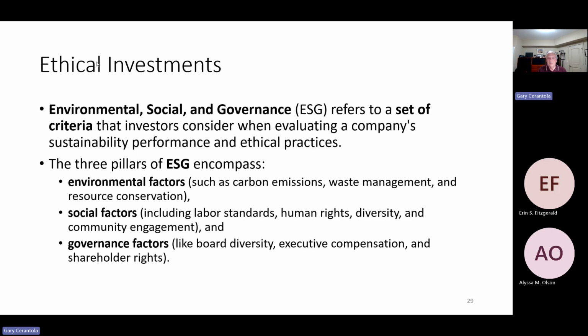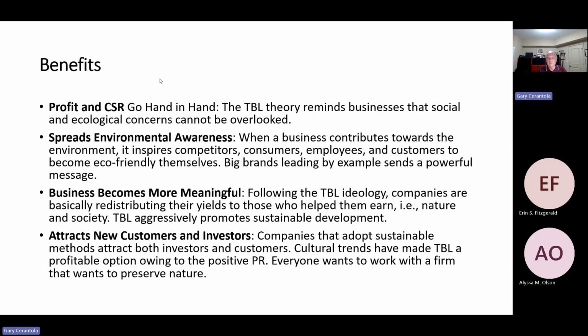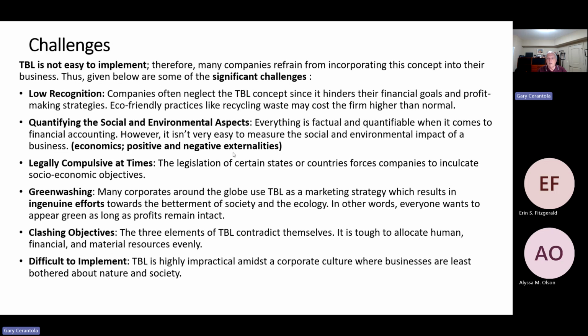Okay, so what is that again? ESG: the environmental factors, the three pillars: carbon emissions, waste management; the social factors like labor standards, human rights, diversity, community engagement; and then governance factors like board diversity and executive compensation and shareholder rights. So these are all the things. And this is rising in our global economy. Okay, I'm going to talk a little bit more. I want to move ahead because we've got a lot to cover.